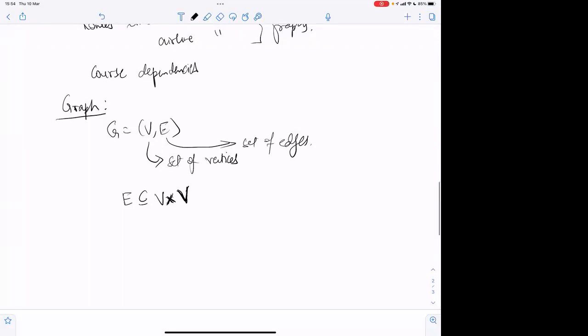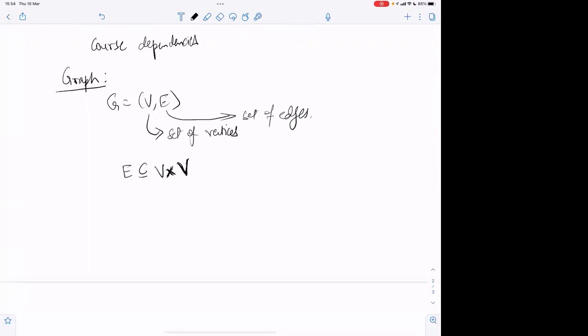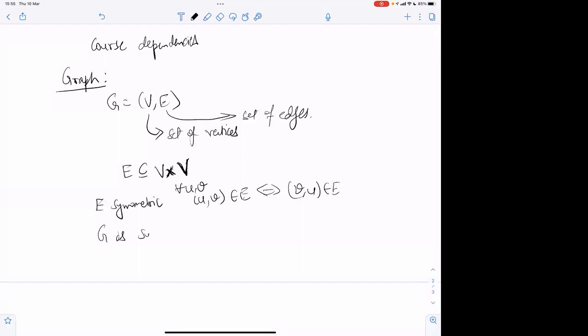Firstly, if E is symmetric, meaning (u, v) belongs to E if and only if (v, u) belongs to E for all u, v, then the graph G is said to be undirected. So this is the definition of an undirected graph: that E is symmetric.